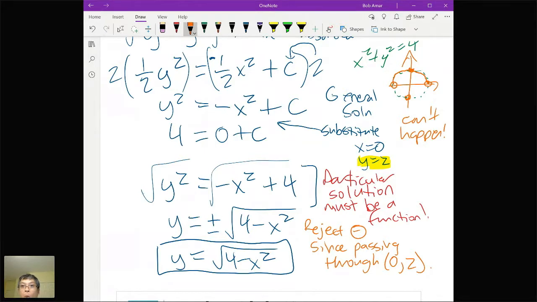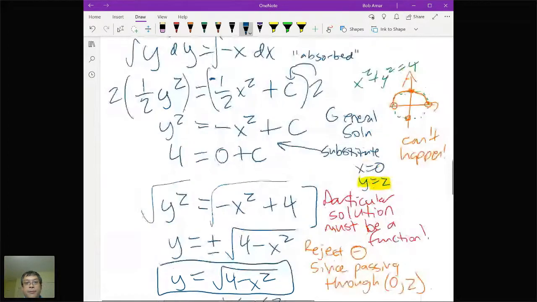And so if you have ideas about why I'm actually going to reject those endpoints, in other words, the domain of this solution is negative 2 to 2, not including the endpoints, I'd love to hear from the chat. This is kind of like Jedi level stuff. And I'll give you a hint about this. Look at the original equation.